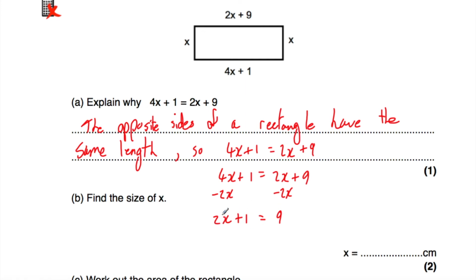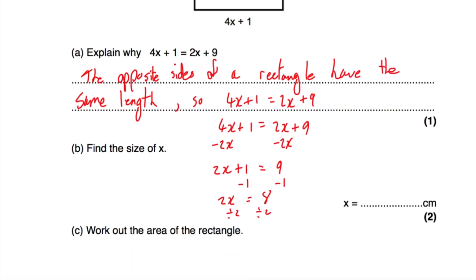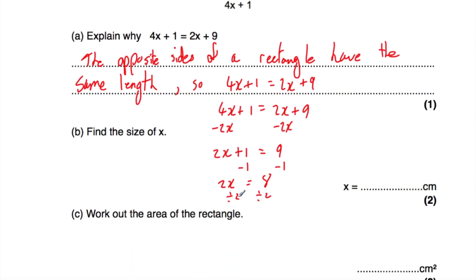Now we want to solve this, so we want to get the x on its own, so let's get rid of this plus 1, so minus 1 and minus 1. So on the left-hand side, that would leave us with 2x, and the right-hand side would have 8. And then if we divide by 2 and divide by 2, we get 2x divided by 2 is just x, and 8 divided by 2 is 4. So it means that x is equal to 4 centimetres.